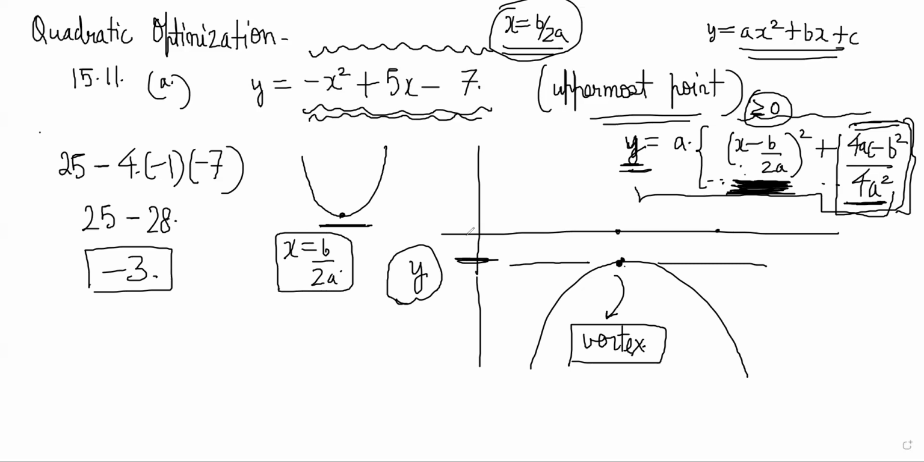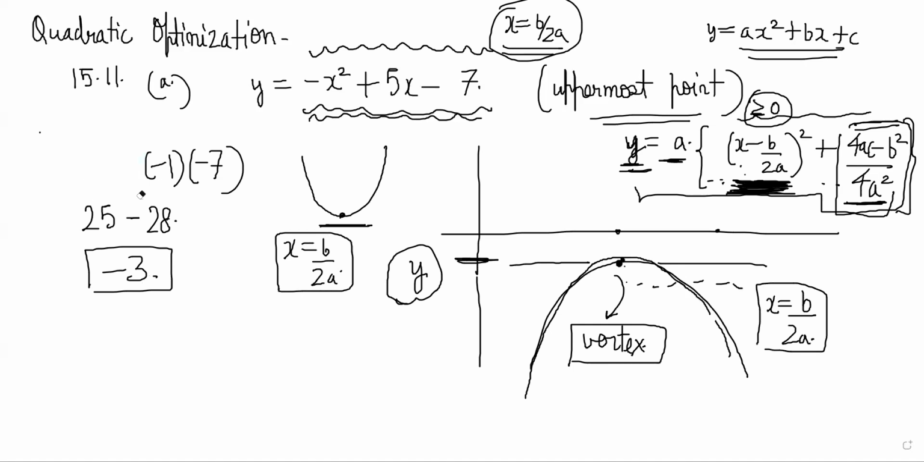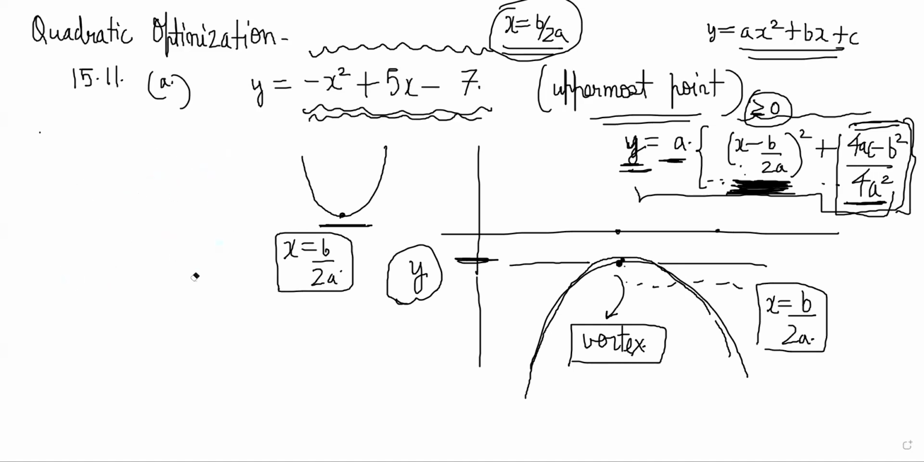Yeah, I understood. Similarly, if my a was negative, then the graph is reversed. Now the vertex is not the lowest point, it is the highest point. However, the vertex should still happen at x equal to b by 2a, right? So that is still valid, the vertex will come at x equal to b by 2a.